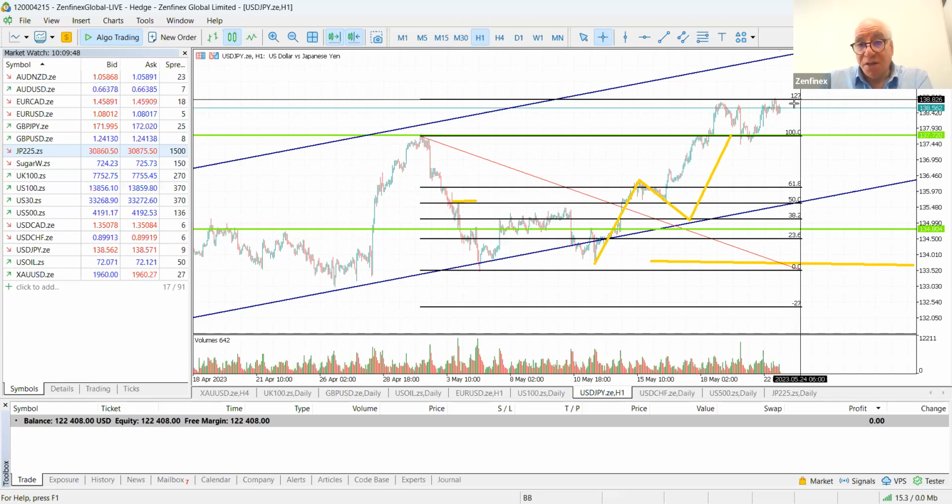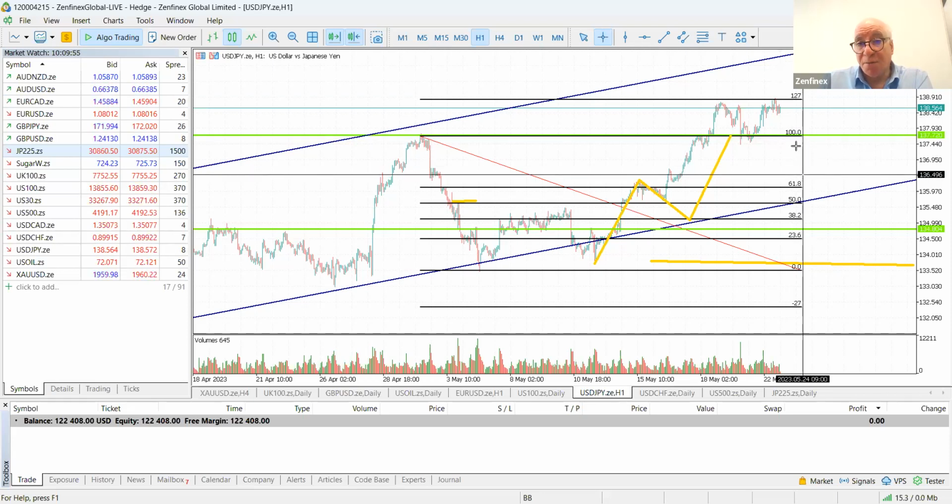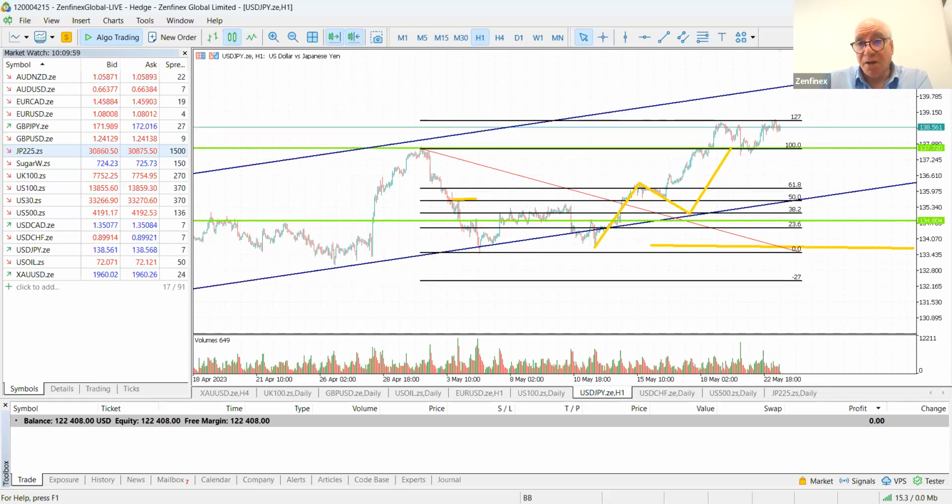Often when it gets to the 127 level, it will come and retest this, and we'll be looking to see if it's going to retrace some of this back, or whether the uptrend is going to continue going up to that point there.